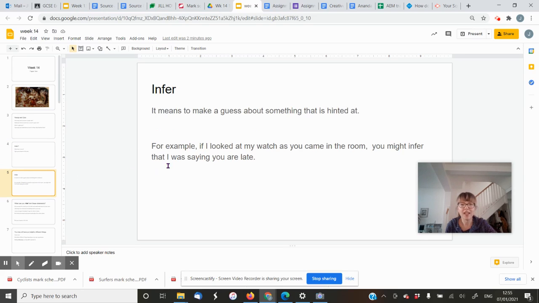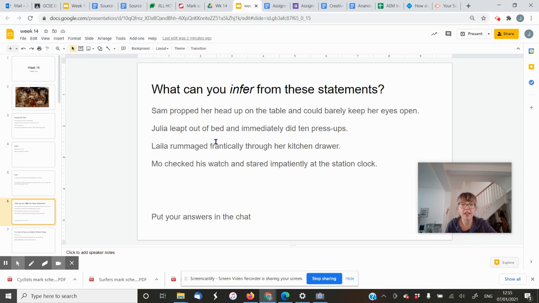Welcome back. Hopefully you remembered that to infer means to make a guess about something that's been hinted at. So if I looked at my watch when you came into the room, you might infer that I was saying that you are late. Have a read of these 4 statements. What inferences can you make from these 4 statements? And again, put your answers into the chat for that.